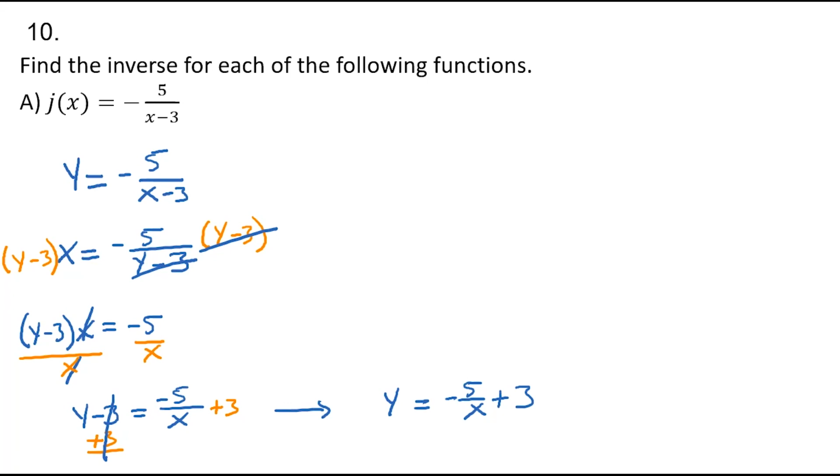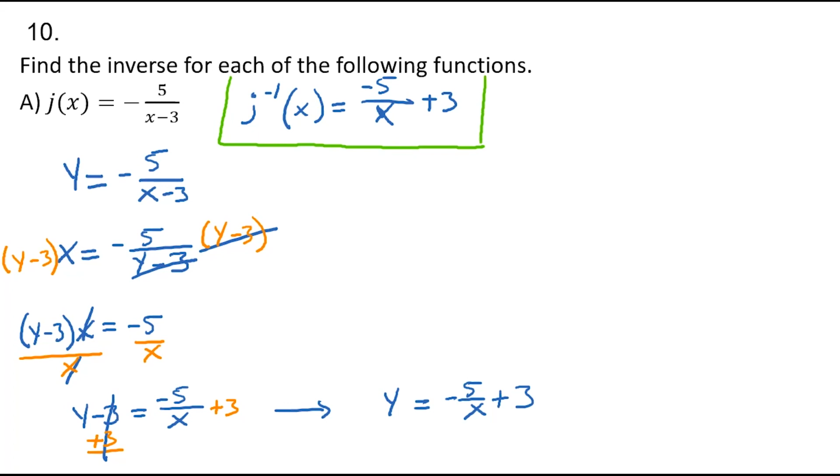Now to write this in inverse function notation, it's in function notation, but I want to write the inverse, so in this case it would be j, and then this is your symbol here. It's the inverse j of x equal to, and instead of the y down here, I've replaced it with this inverse function notation, and then the right side is still the same, plus 3. All right, so the inverse of j of x is negative 5 over x plus 3.